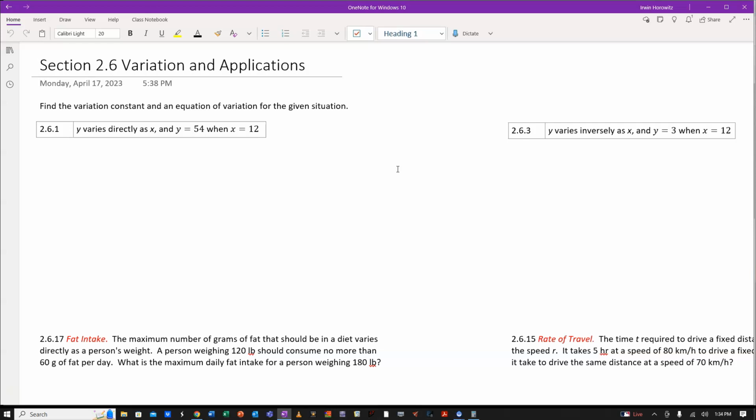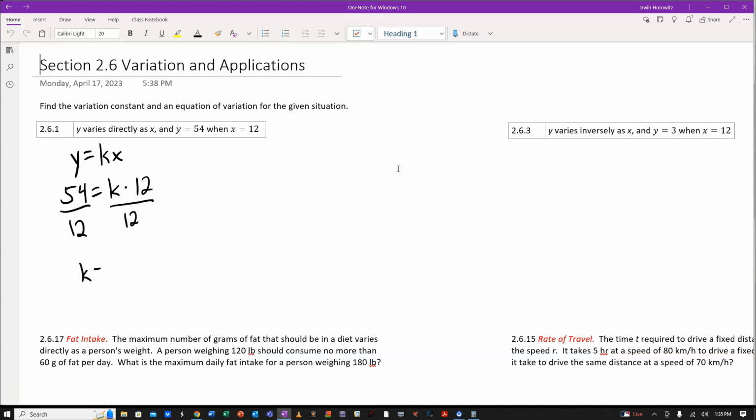For a direct variation, you always will start with this, y equals kx. Then you'll take the numbers given in this problem for x and y and substitute them in to figure out the value of the constant k. So we have y equals 54 when x is equal to 12. To solve for k, we divide both sides by 12.